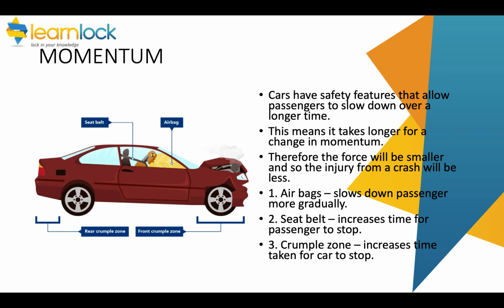Cars have safety features that allow passengers to slow down over a longer time. That means it takes longer for a change in momentum, and so there'll be less force, and so there'll be less severity from an injury from a crash. The three things that cars have to allow this: airbags, this slows down the passenger more gradually when they crash. A seatbelt increases time for the passenger to stop, and a crumple zone, as shown in this car at the front and the back, increases the time taken for the car to stop.